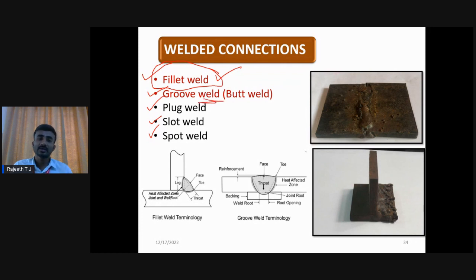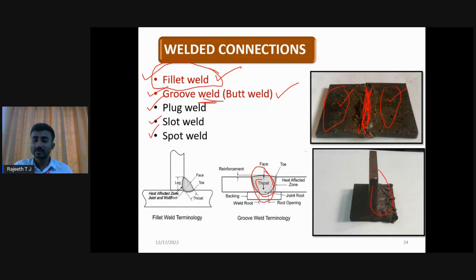The second one is the groove weld, or the butt weld. This is the example for a butt weld. We'll keep this one plate and this one more plate, one adjacent to the other. Later we'll go for welding. This welding we call a groove weld, where we need to make a groove here, like this. Whereas the bottom one is the fillet weld, where we keep one above the other.